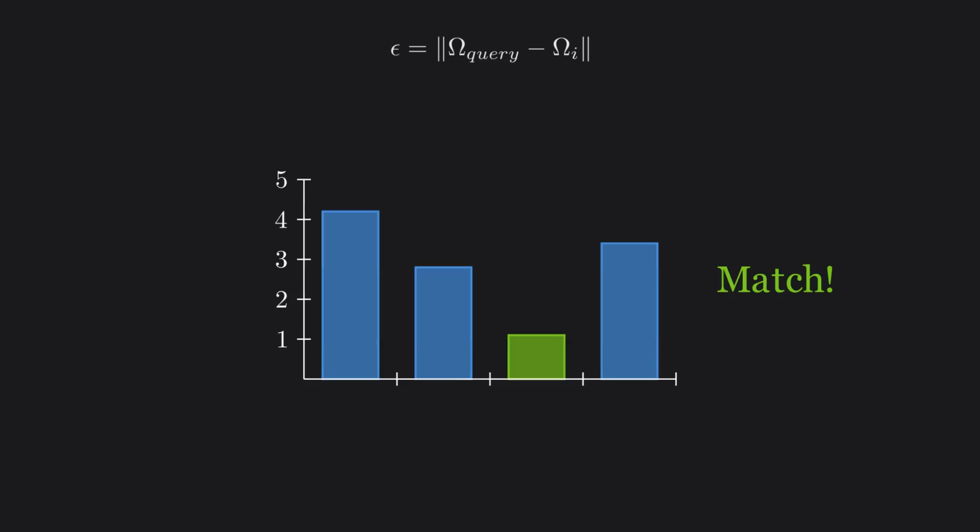To recognize a new face, compute its weight vector, then find the stored face whose weight vector is closest. Euclidean distance in k dimensions. Fast. Reliable. Elegant.